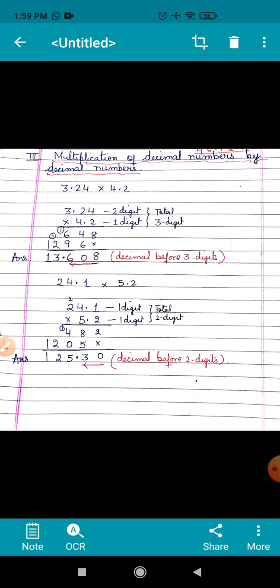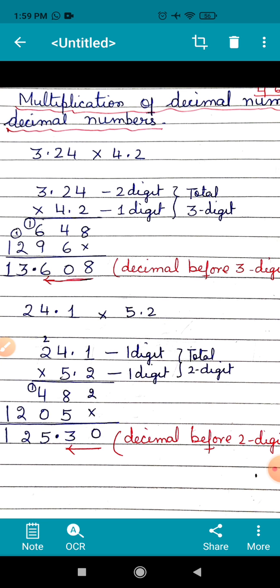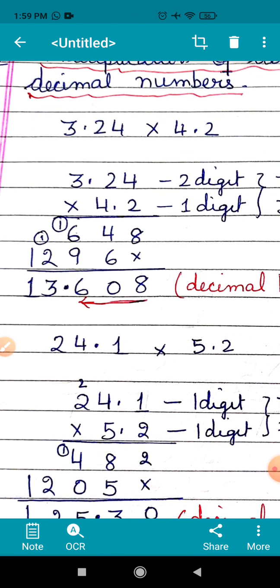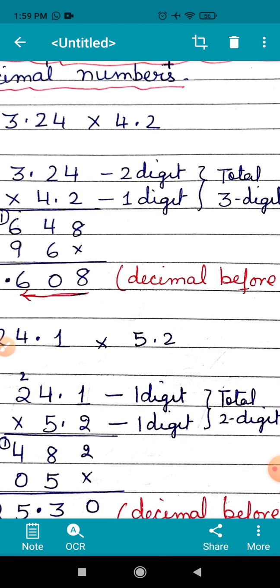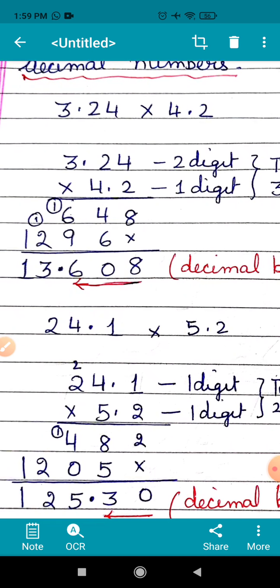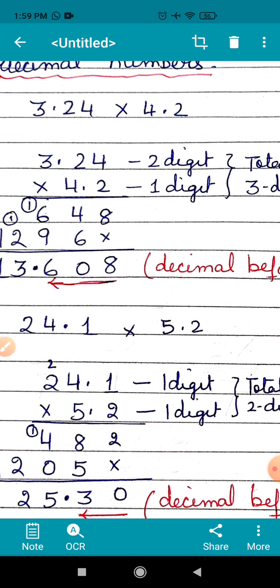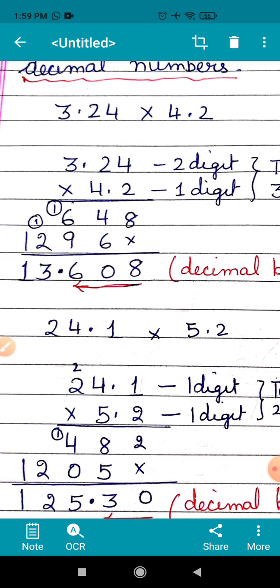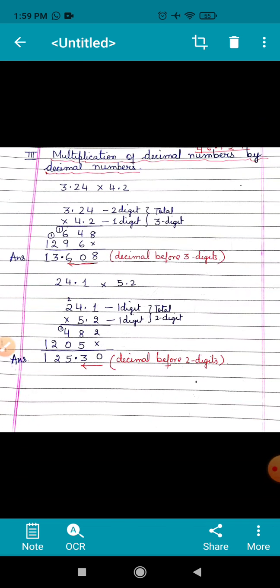So first we will count decimals. Here in the multiplicand you can see the decimal is before 2 digits and in the multiplier the decimal is before 1 digit. So total how many digits? 3 digits. So in the answer you will put decimal before 3 digits. Okay. Here so the answer is 13.608. Okay. Now let us see one more example.